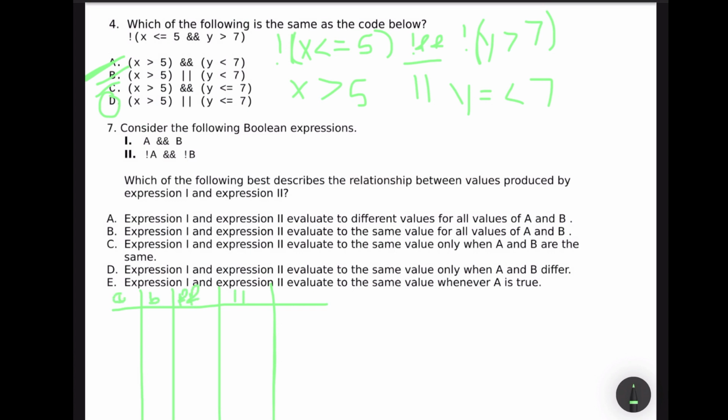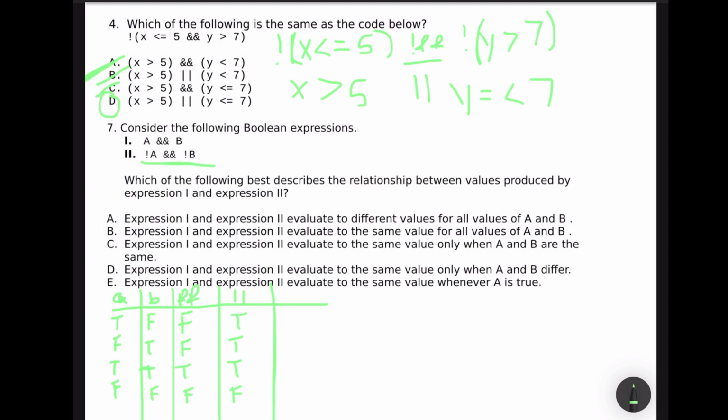B, A. Okay, so true, false, then false, true, false. Okay, so if it's A and B, so true and false, that's false. If it's false and true, that's false. If it's true and true, it's true. If it's false and false, it's false. Now for or, if it's true and false, it's true. If it's false and true, it's true. If it's true and true, it's true. And if it's false and false, it's false.